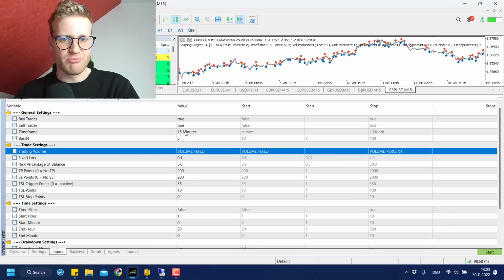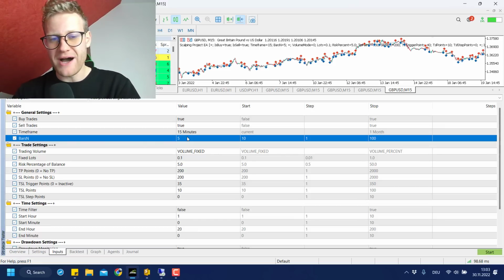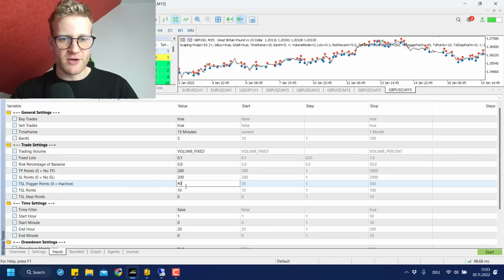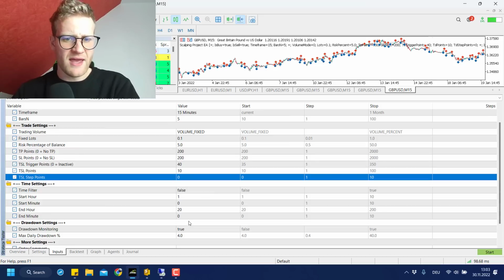So let's have a look at the inputs, and you can see the inputs are completely the same. Time frame 15 minutes, bars N is 5. We use a fixed lot size. Oh, the TSL trigger points were 40 before, I think. So we're choosing 40 here.